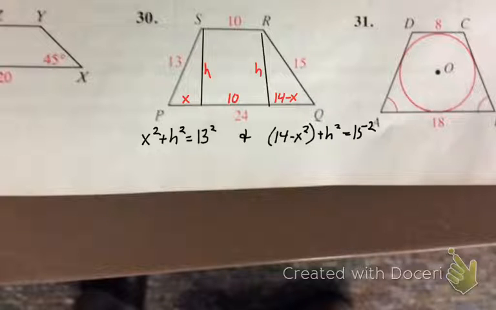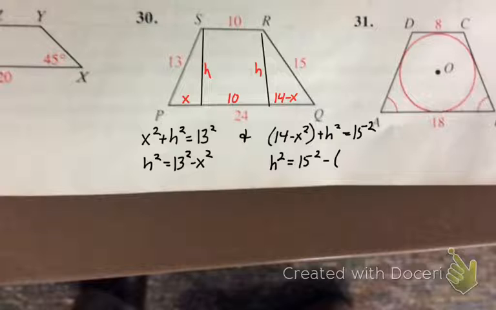What I would do is get my h squareds all by themselves. I'm not going to simplify this too much, but for this one, I'll have h squared equals 13 squared minus x squared. On this one, I'm going to have h squared equals 15 squared minus, I didn't have the square in the right place there. Sorry about that. That square should be on the outside, because it should have been 14 minus x squared. All right, so that's minus 14 minus x squared.